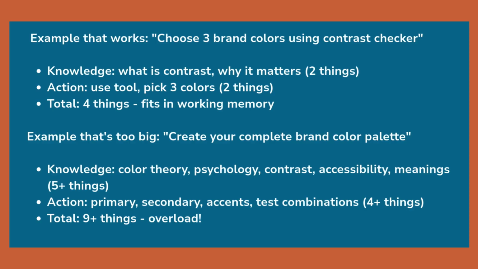Something that's too big for that space is creating your complete brand color palette. Or something like if the knowledge is color theory, psychology, contrast, accessibility, and meaning, that's more than 5 things that we're trying to give them in terms of information. And then if the action is selecting the primary, secondary, accents, testing the combinations, that's more than 4 things. And we now have cognitive overload. We are asking them to do too many things at once.